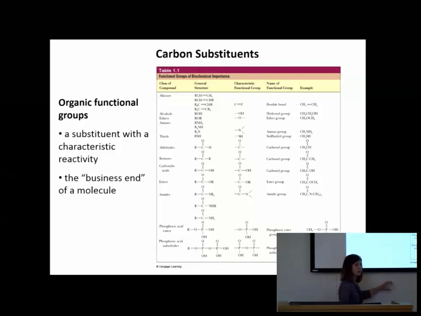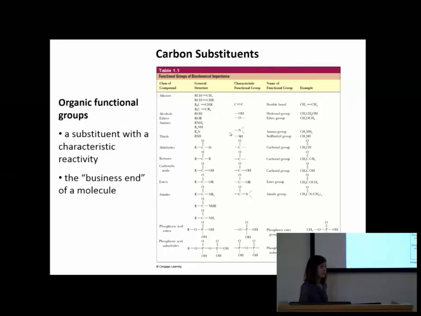An amine has a nitrogen in it. And nitrogens are group 5 from the periodic table, so it has 5 valence electrons. Here we have a lone pair, and then it can go into three bonds. We call it an amino group, but it's an amine. We'll find that amines are our bases in biochemistry.